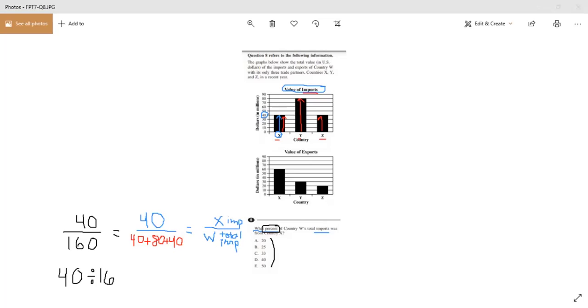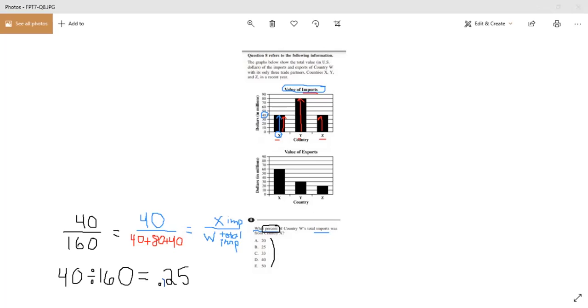And great news, on the HiSET exam, you will have a calculator for the whole thing. So you can pull out your Casio FX260 calculator and type in 40 divided by 160. And you should see on your display screen on your calculator 0.25. So what we've done here is converted the fraction into a decimal. Now we've got to take another step and convert that decimal into a percentage.